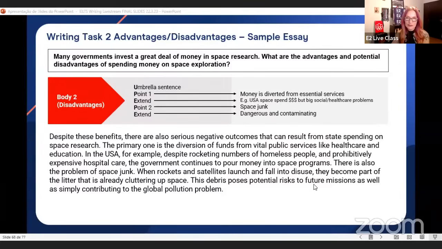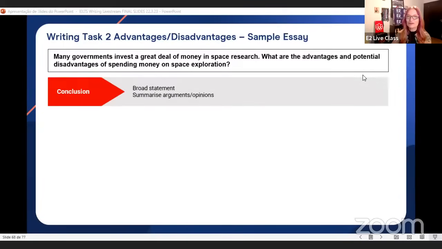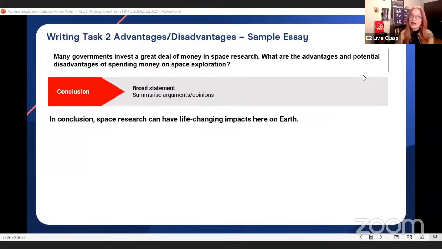To recapitulate, we would not use that, okay? That's not common. To conclude, yes, or in conclusion. Some expressions, they're best off keeping simple and straightforward. So here comes our conclusion. In conclusion, space research can have life-changing impacts here on Earth, definitely. So that connects back to how the byproducts we developed can influence and help the population.